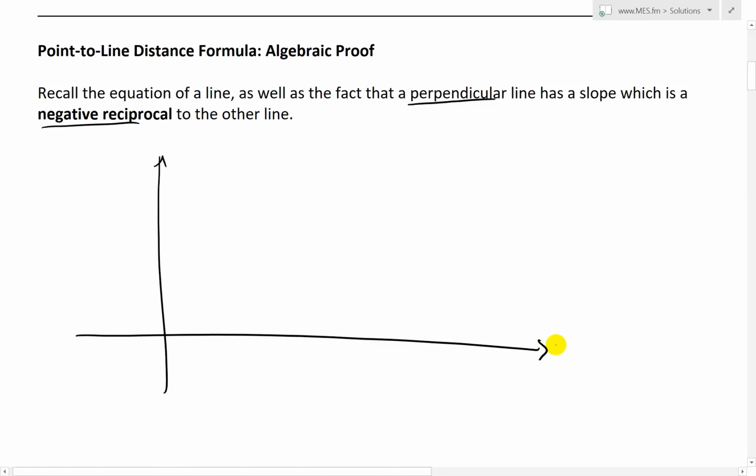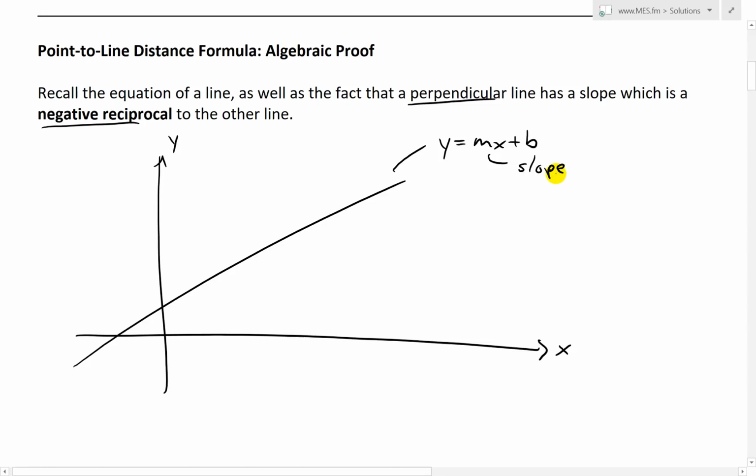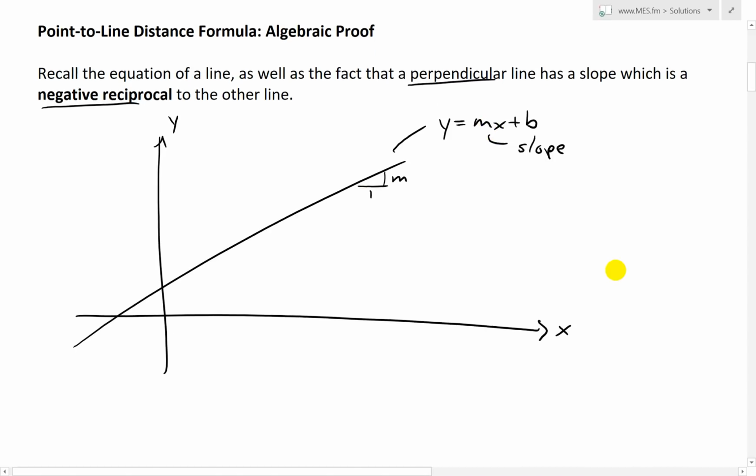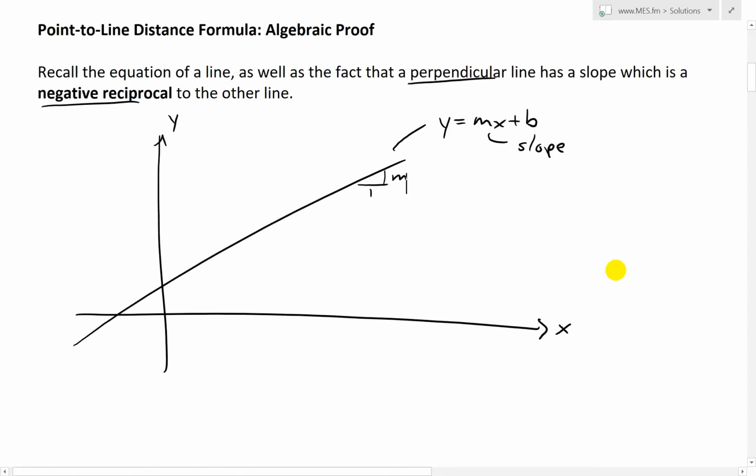But basically if we have a line like this, so y-x axis like this, let's say we have a line such that it is y equals mx plus b, where m is the slope of the line, and the slope is just rise over run. So rise is m and run is 1, so m over 1 is just m. So that's just a line y equals mx plus b.